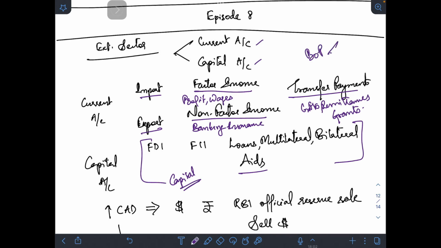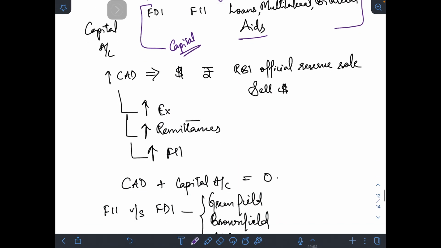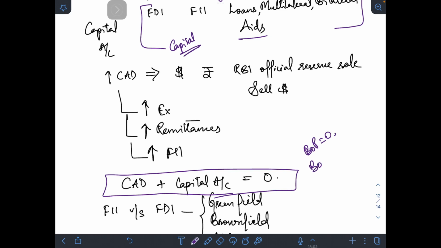Now, the balance of payment. Current account and capital account belong to the balance of payment, and current account plus capital account together should be zero, which means BOP is always zero. Balance of trade, in terms of imports and exports, can be negative or positive. For example, between USA and India, we have a trade surplus with USA. We are exporting more to USA than we are importing. But in the case of China, we have a balance of trade deficit.